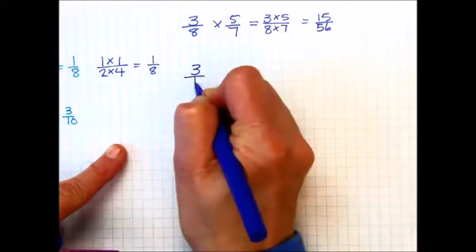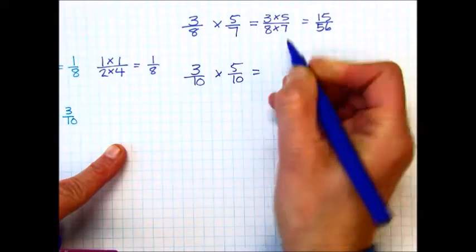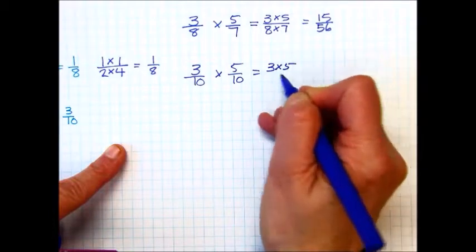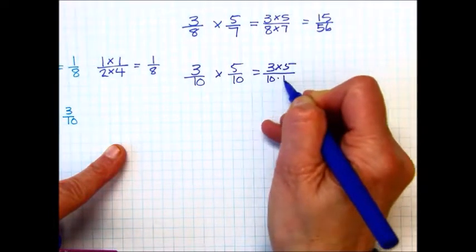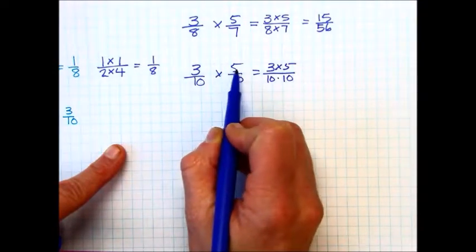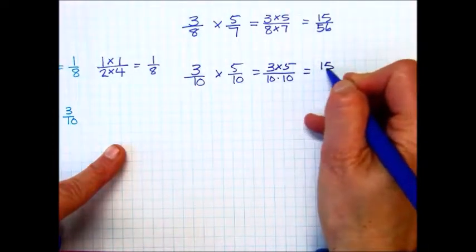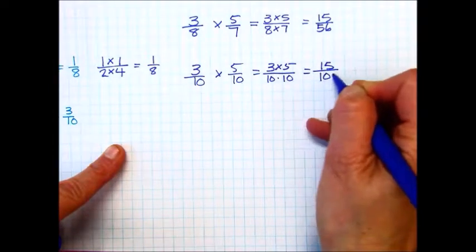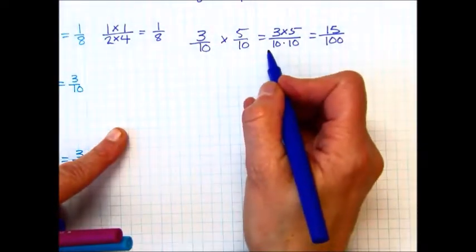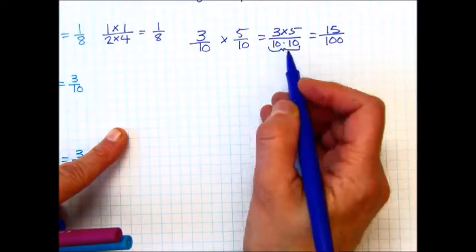Here we have 3/10 times 5/10. I'm going to go ahead and write out the long way of what's happening. But in our next problem, we're going to skip this step. So I just rewrote, we're multiplying 3 by 5 and 10 by 10. 3 times 5 is 15. 10 times 10 is 100. In this next problem, let's skip this part. We can try to do this part in our head.